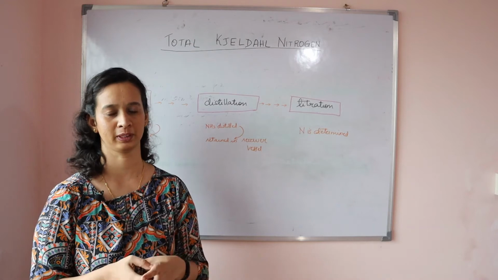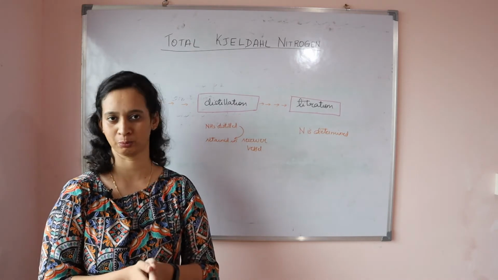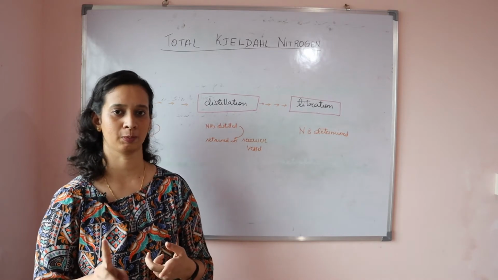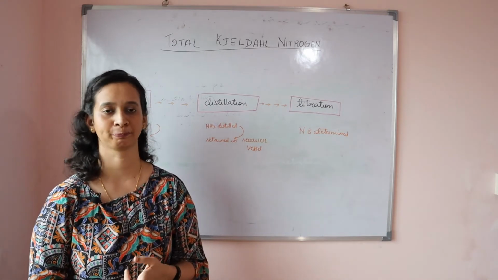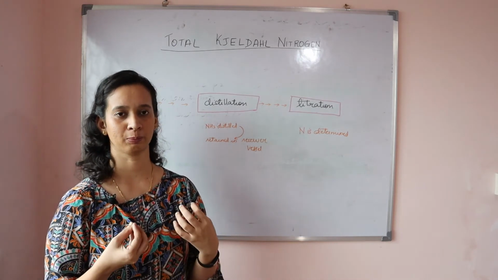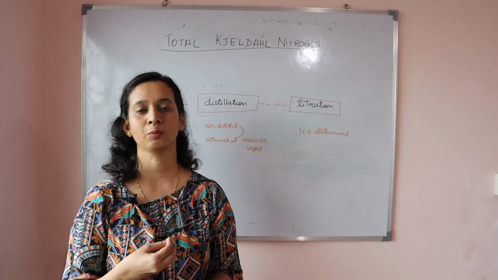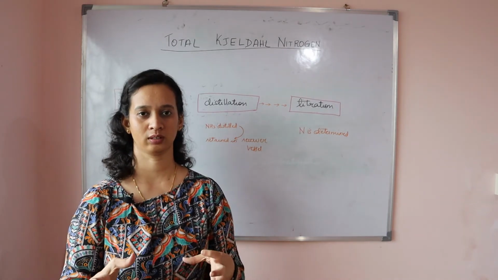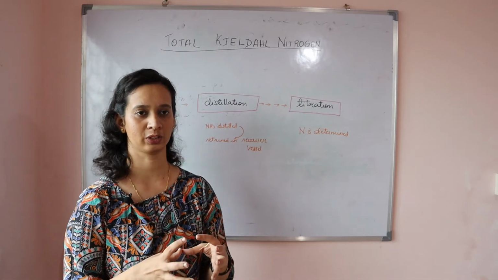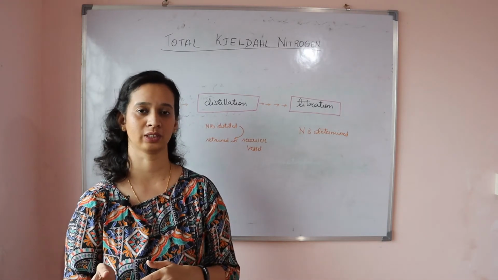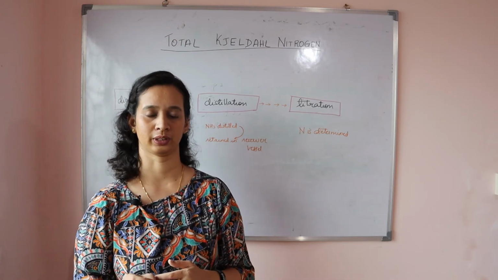So we need high temperature to break all the nitrogen to nitrogen bonds. The catalyst which is usually used here is potassium sulfate and copper sulfate. What it does is it helps in increasing the boiling point of sulfuric acid. When the boiling point of sulfuric acid is increased, it results in more digestion. This whole mixture is cooled and is then transferred to the distillation unit.